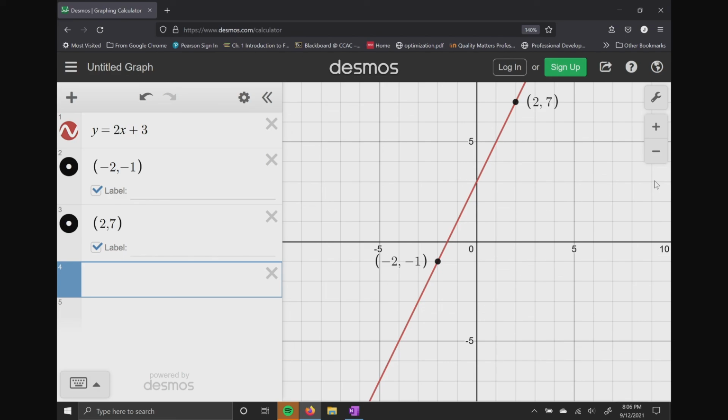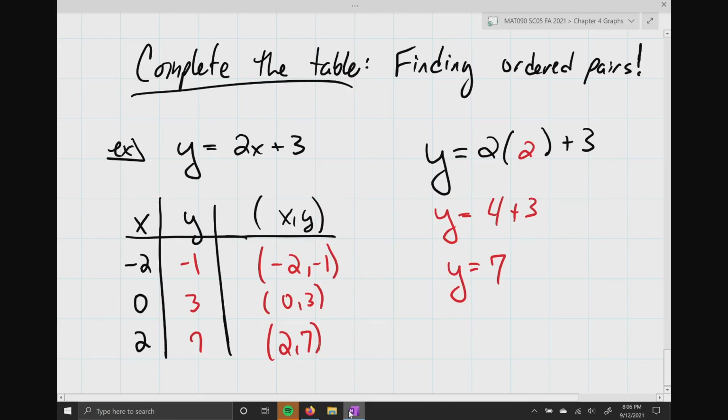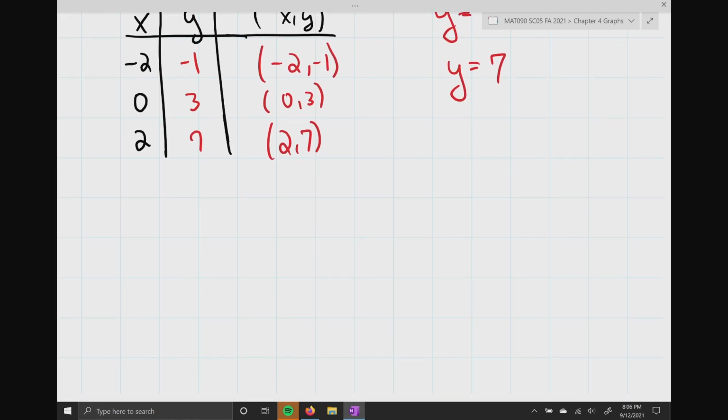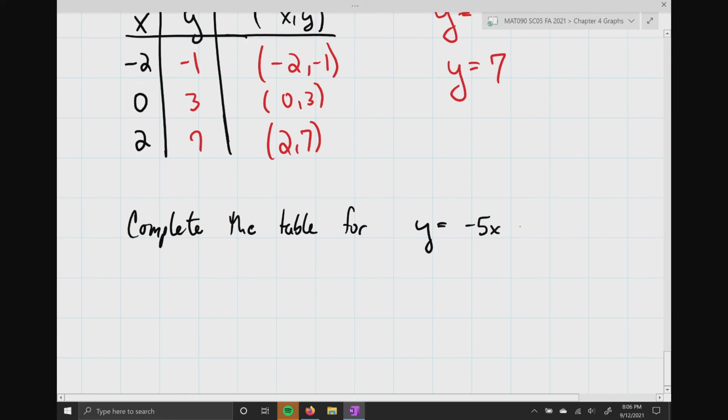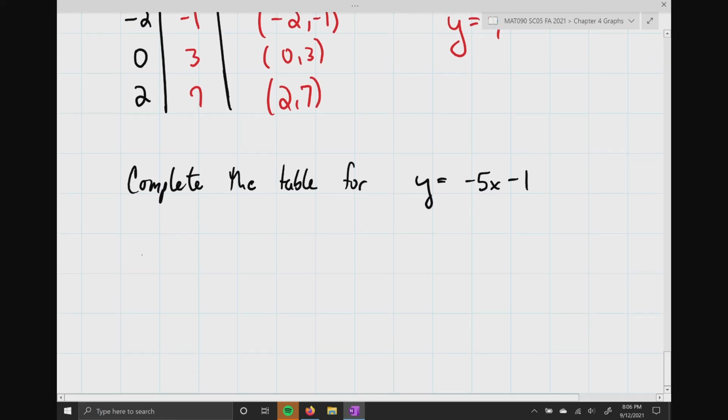So let's go back to our notes. So we completed the table. The only way that I can kind of make this more difficult is I can give you something like this. So let's complete the table for y equals negative 5x minus 1. So here are some x values. This column is going to be our points.